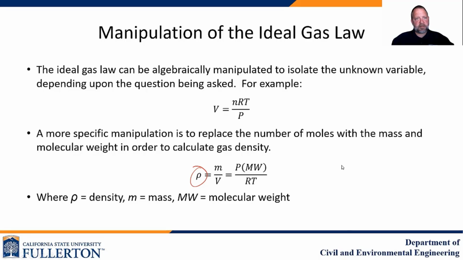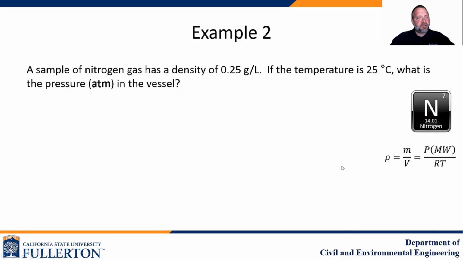All right, makes sense, right? So let's have an example. Example number 2. A sample of nitrogen gas has a density of 0.25 grams per liter. If the temperature is 25 degrees Celsius, what is the pressure in atmospheres in the vessel? And I have your equation on the right that we need. Rho is equal to m over V equal to pressure times molecular weight divided by RT. Remember, that's two different variables there, R and T. So we need to just look at our problem statement and figure out what are the numbers we want to plug in.